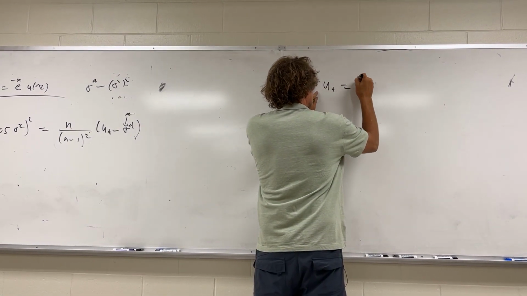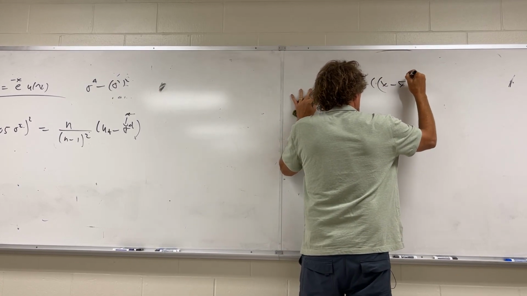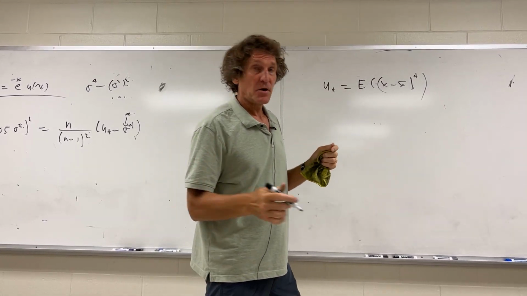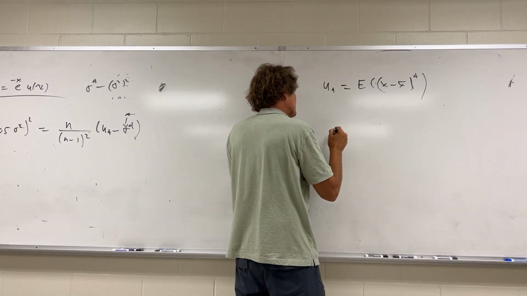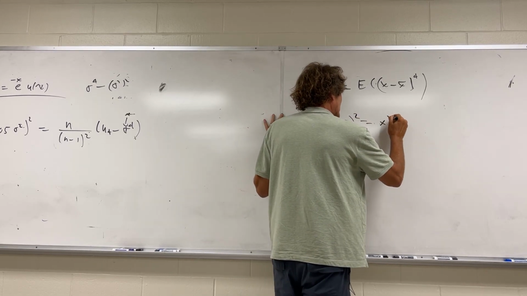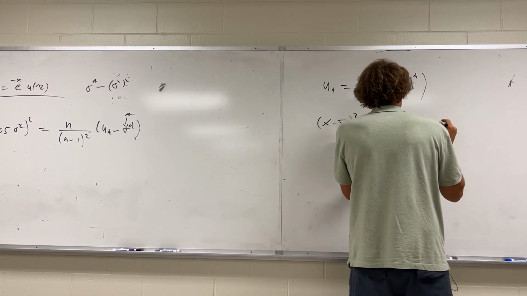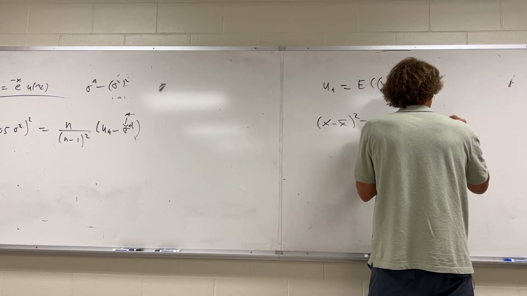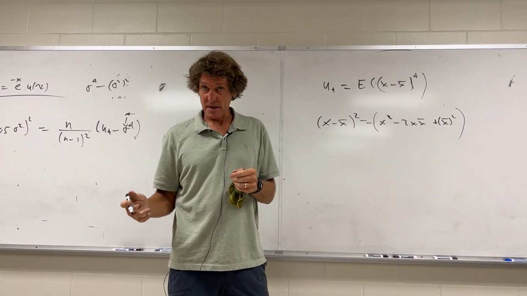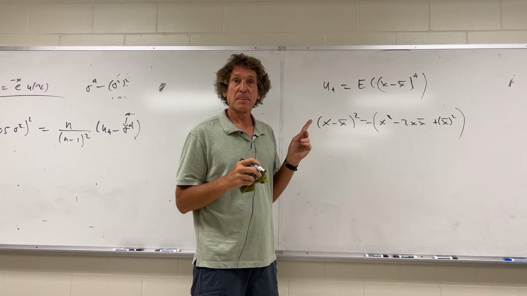And I know what that is. It's the expected value of x minus x bar to the 4th power, right? Do you all agree with that? So I'm going to just take this x minus x bar, x minus x bar, and square it. That's x squared right here, minus 2x x bar, and then plus x bar squared, which is a constant. Now I'm going to square that again in a second, right? Because this is x minus x bar squared, right?